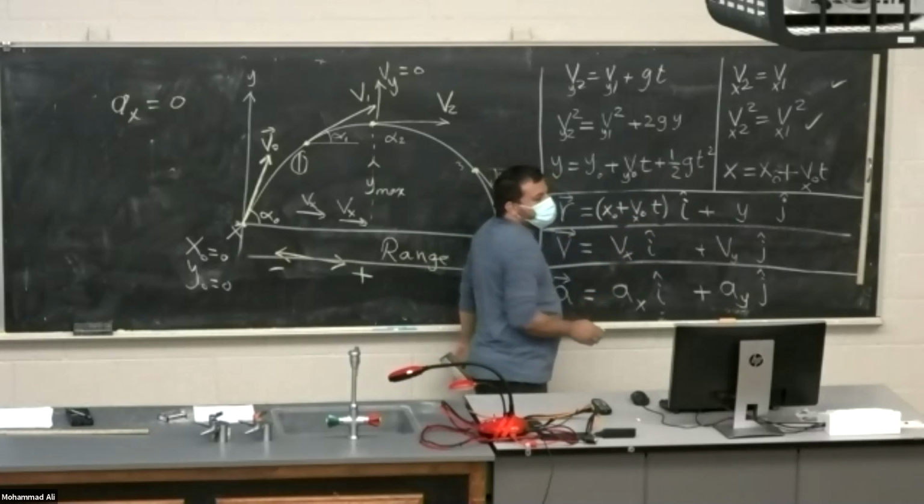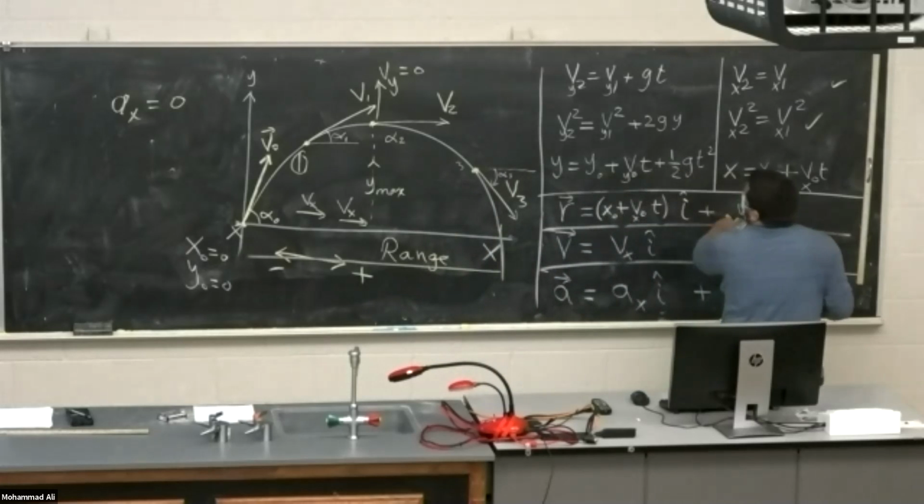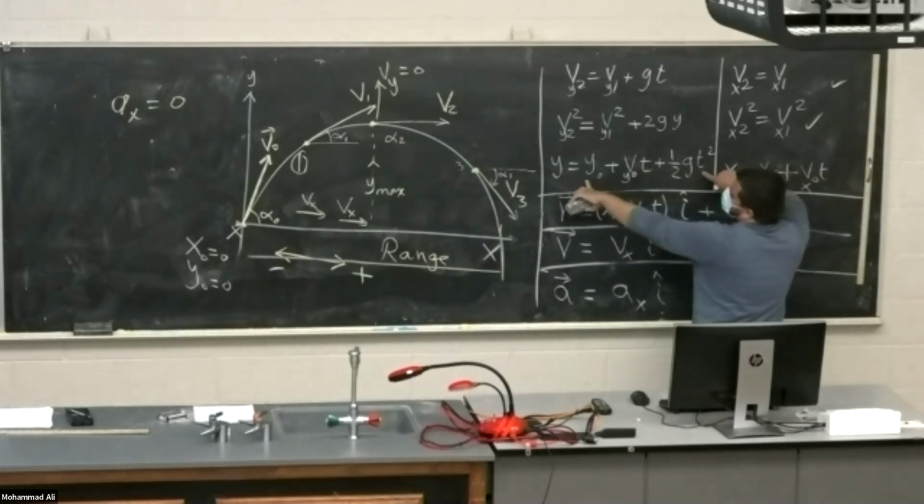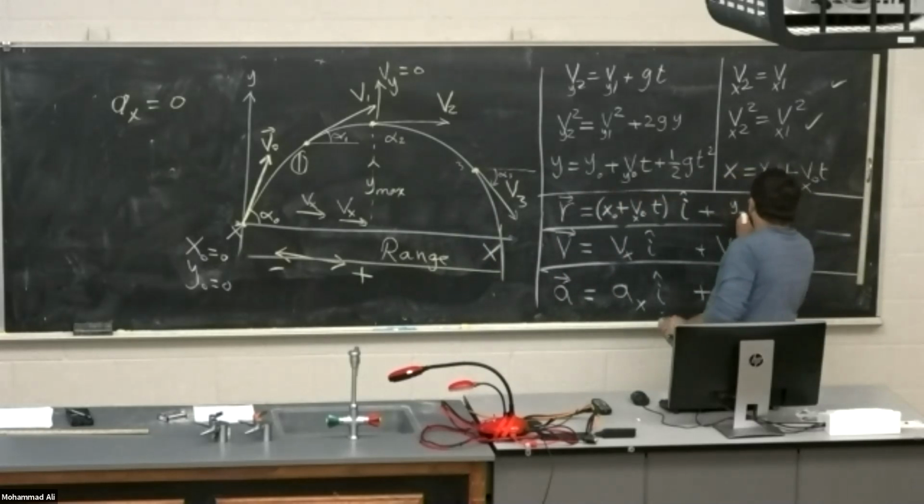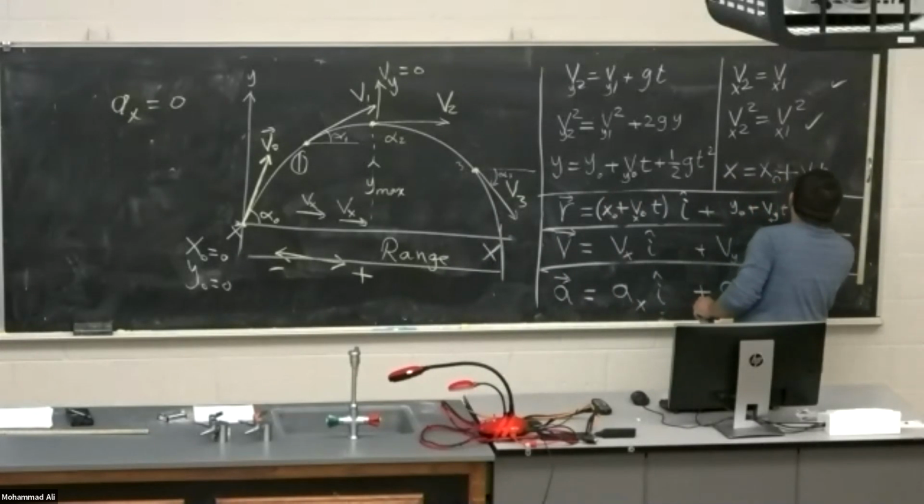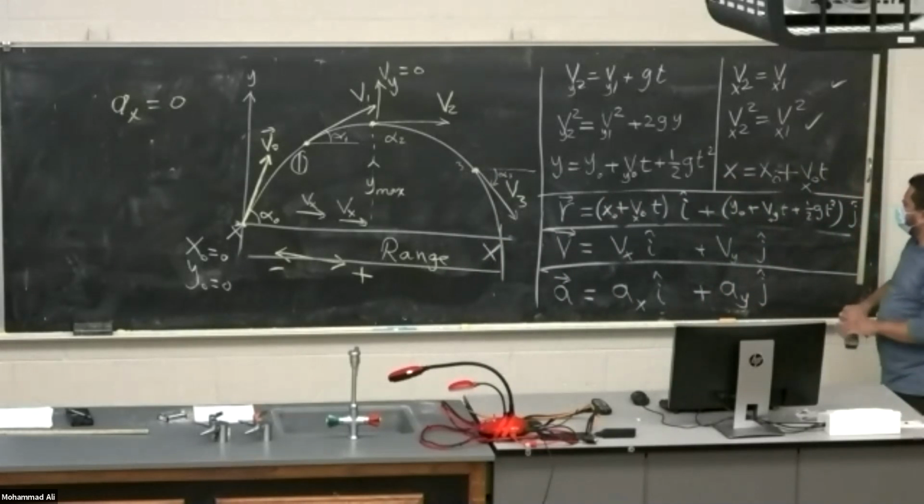This is Vx. What about Y? I need to put this equation. This is Y naught plus Vy naught T plus half G T squared, all of this in J direction.